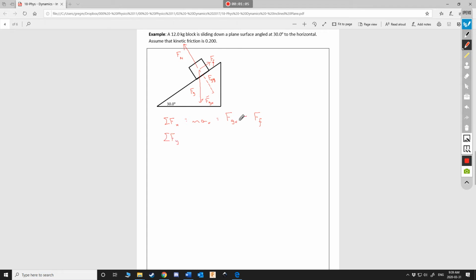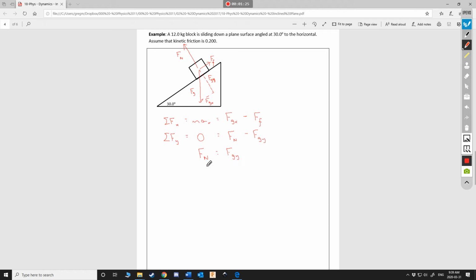Before we can solve for the force of friction, though, we need to find out what the normal force is. The sum of the forces in the y direction is 0. It's not accelerating in this angled y axis direction. We know the normal force is being opposed by the force of gravity in the y direction. So the normal force is equal to Fgy.